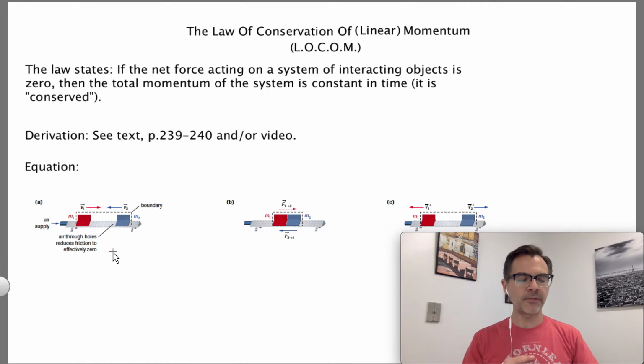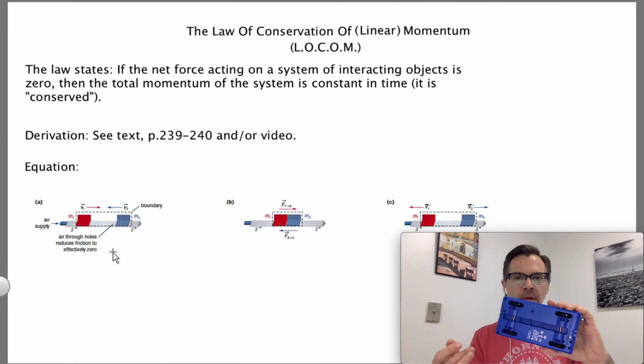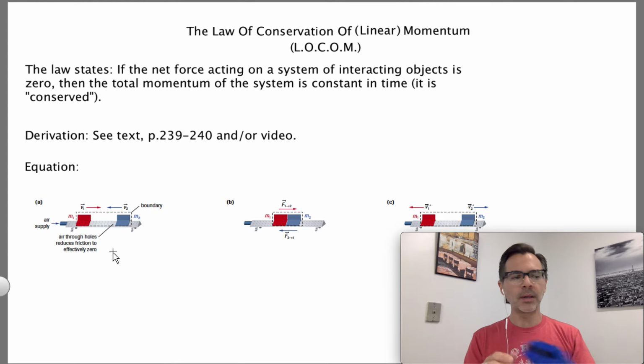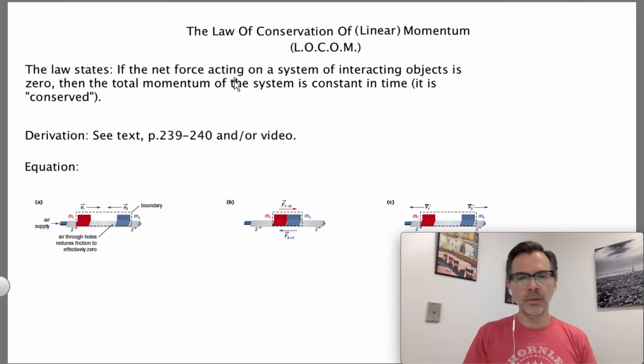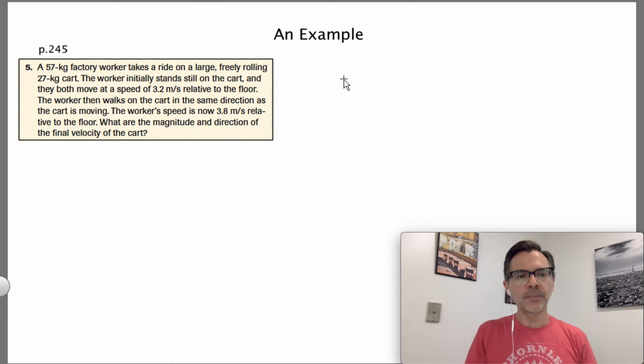I don't have that available to me at home, but I do have these low friction carts, and if I spin the wheels, maybe you heard that, maybe the microphone picked it up, they spin quite well. Hopefully we can minimize the friction so that the net external force, in this case friction, is very close to 0. Anyway, in the video that you should have watched already, I go through the derivation of the formula, and the next slide is just a simple example.